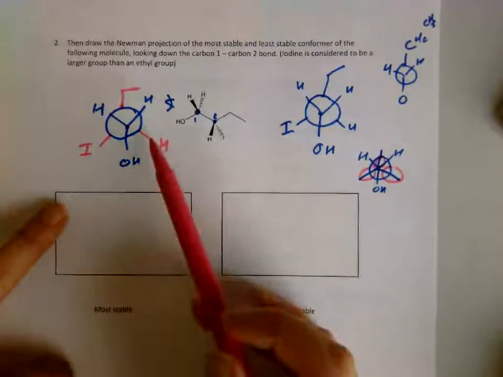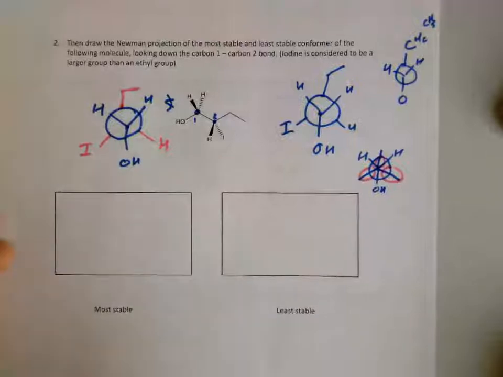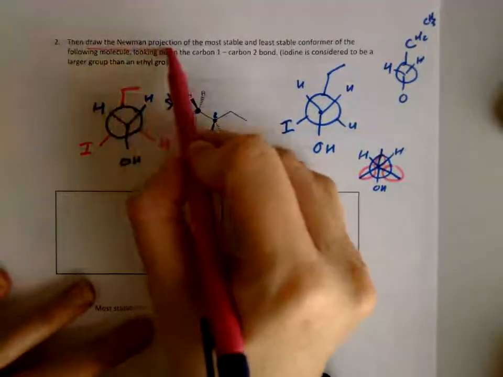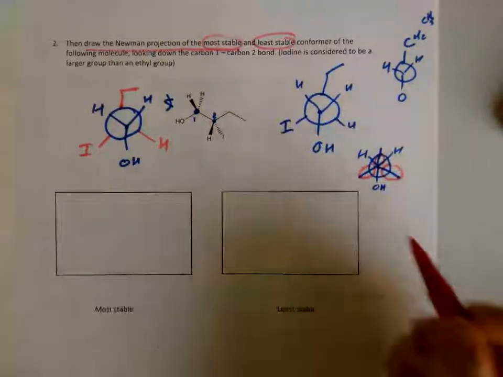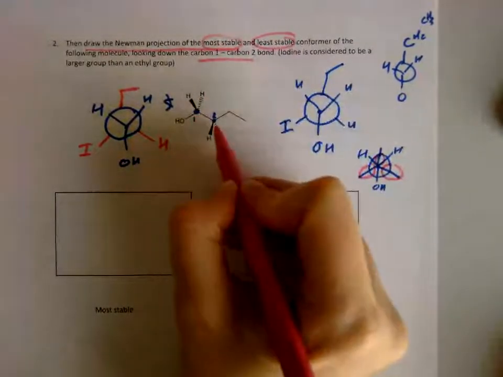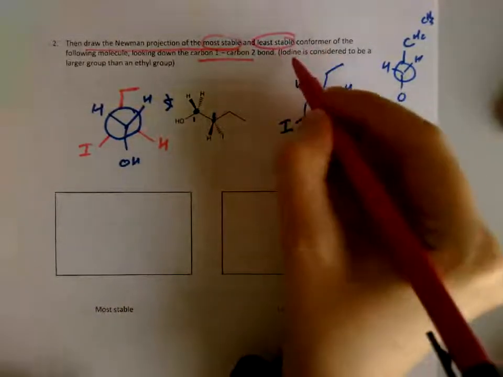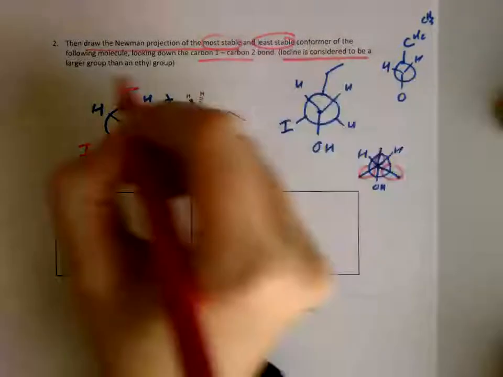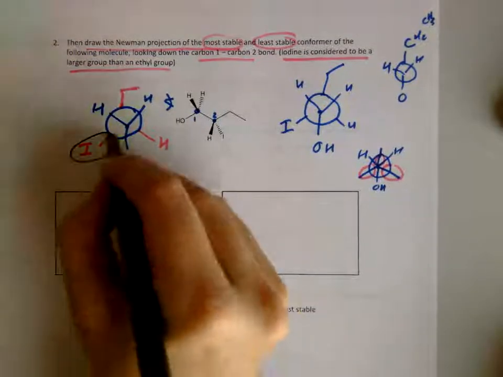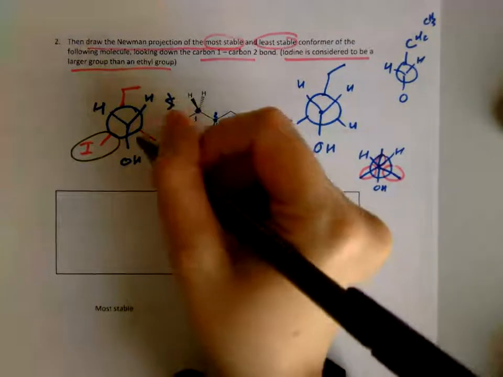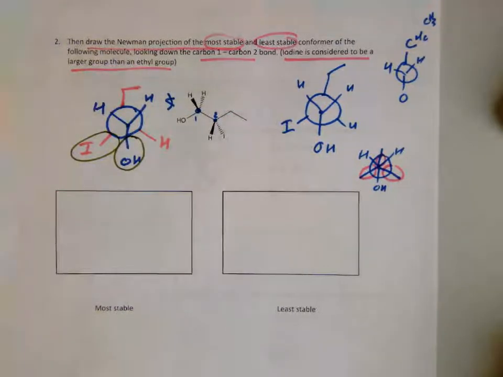So first I just drew this basic Newman projection, and then I identified the 2 largest groups, because the instructions are to draw the Newman projection of the most stable and the least stable conformer, looking down carbon 1, carbon 2. So I did carbon 1, carbon 2, and this handily tells you that iodine is larger than ethyl because it's lower in the periodic table. So my 2 largest groups are iodine on the back carbon, and alcohol is the largest group on the front carbon.